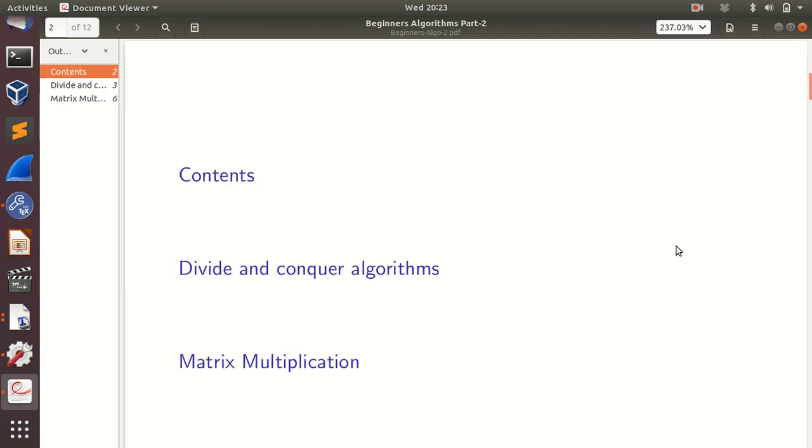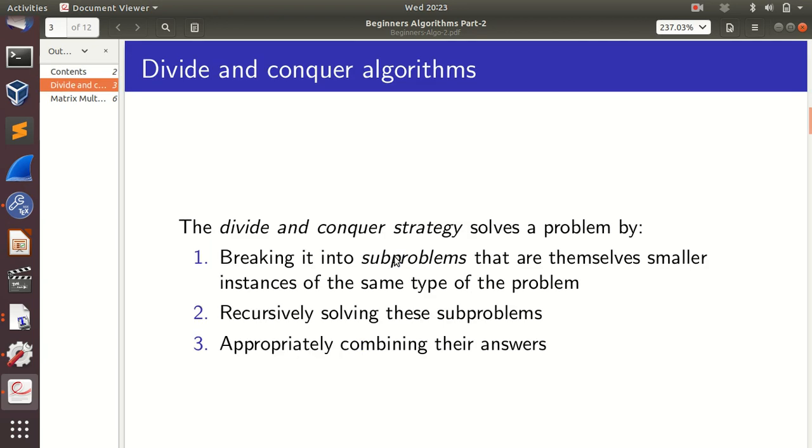Today we'll be discussing the divide and conquer algorithms. So, the divide and conquer strategy is one way to solve a problem. Suppose you are given a bigger problem. What you do is break the problem into some smaller problems, which we call sub problems, which are themselves smaller instances of the same type of problem.